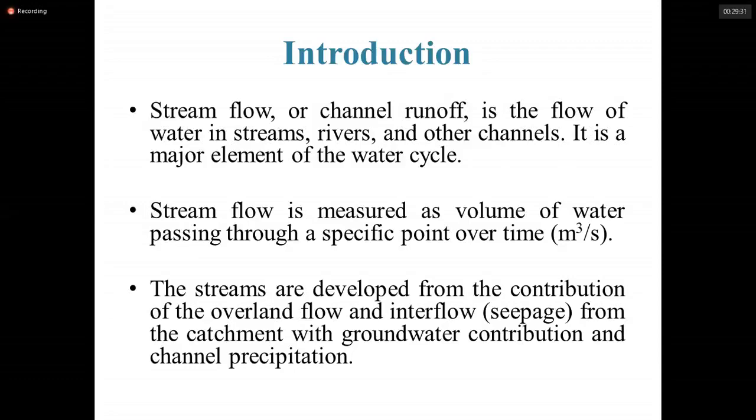The streams are developed from the contribution of the overland flow and interflow from the catchment, with groundwater contribution and channel precipitation. It means what are the ways that a stream gets water? So what are the ways? Directly from the precipitation.